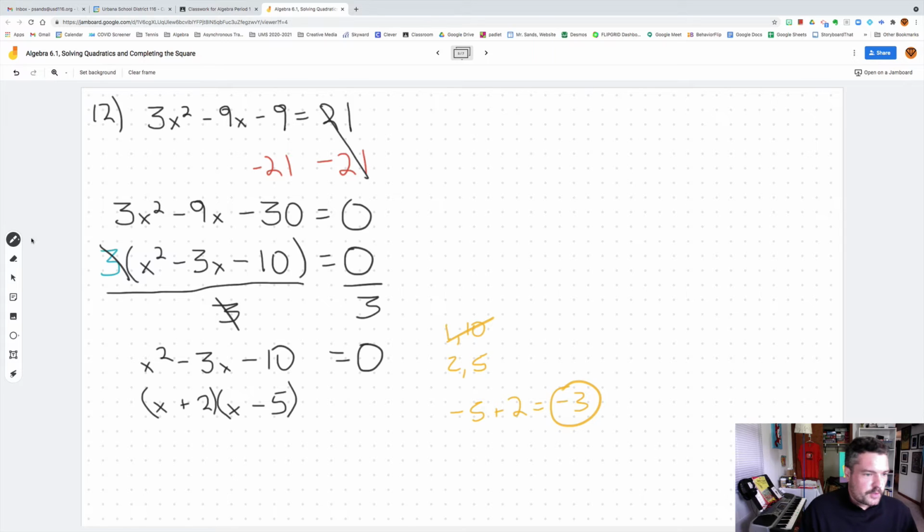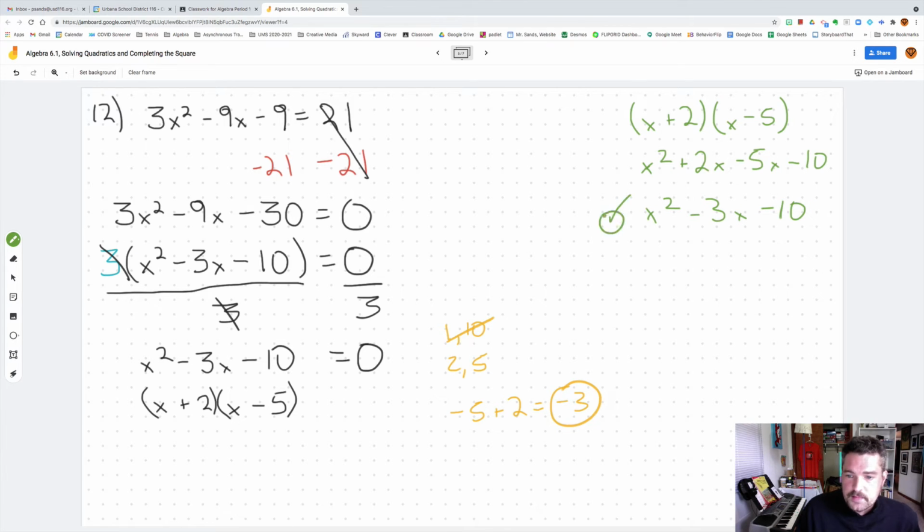Now, if I double check that over here, let's write it out in green. x plus 2, x minus 5. So if I do regular FOIL here, it should work out to be this exact same line, right? So x times x is x squared, plus 2x, minus 5x, minus 10. So x squared minus 3x minus 10. And of course, that's the same thing that we got here because we did our math correctly.